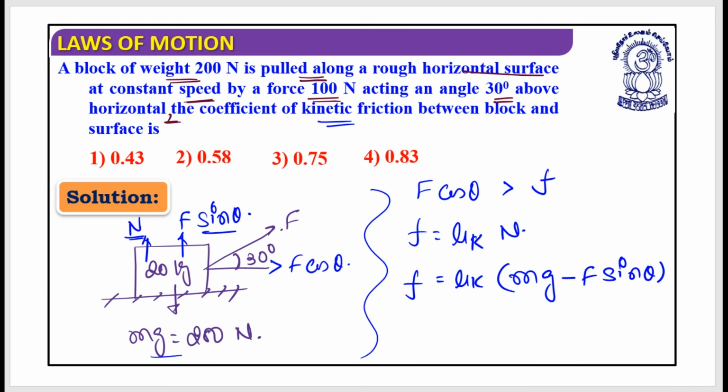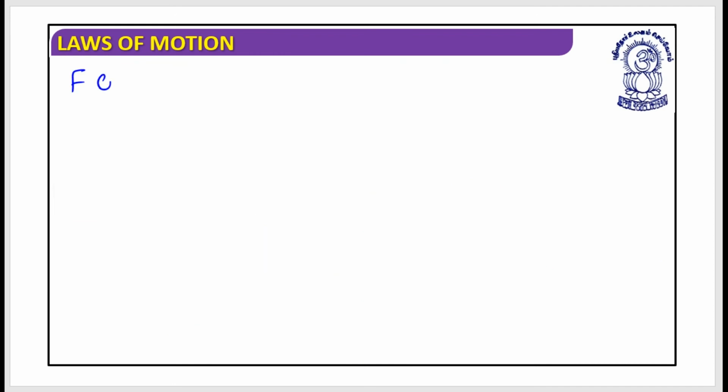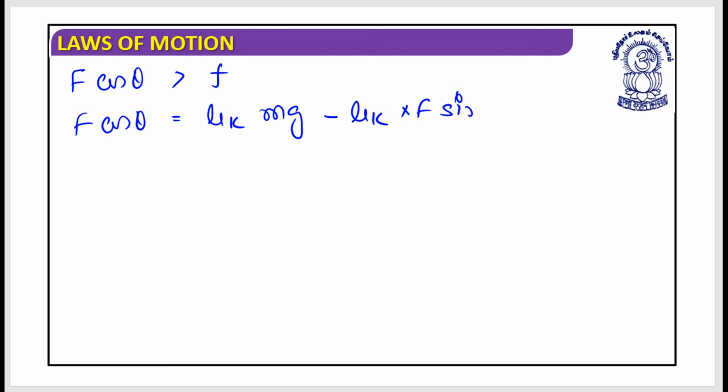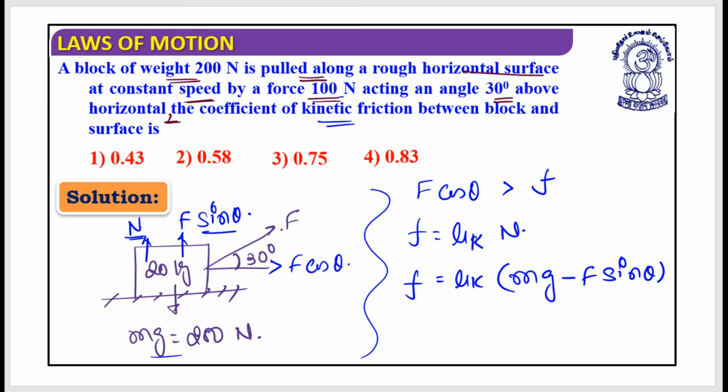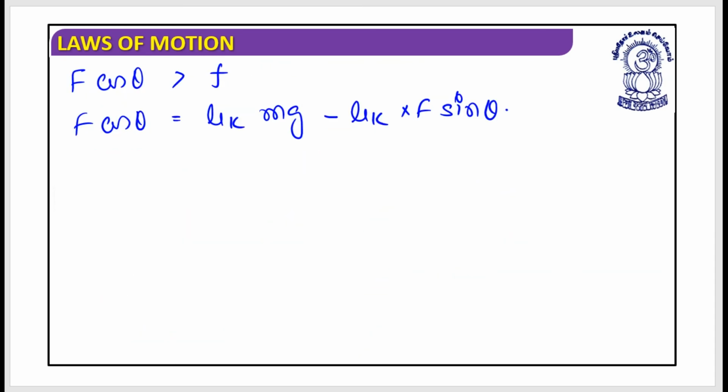So if I write this, F cos theta should be greater than friction, and let's just take the minimum value, as equal. Then I have mu k into mg minus mu k multiplied by F sin theta. I hope this is clear. Yes. Now this force is given as 100 Newton and this angle is given as 30 degrees.